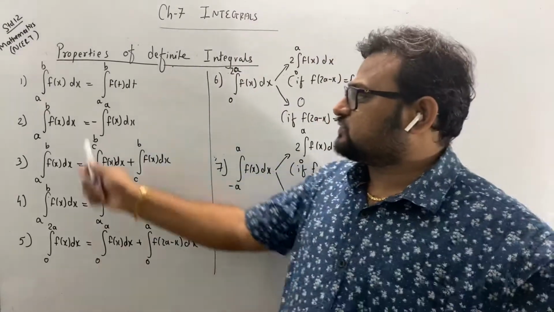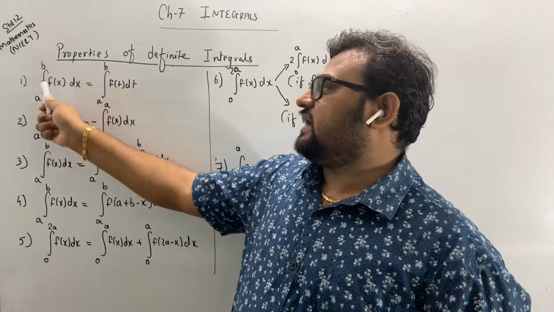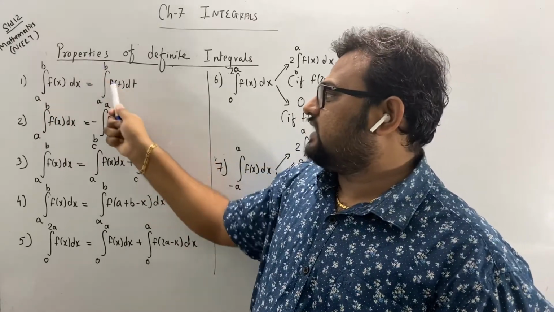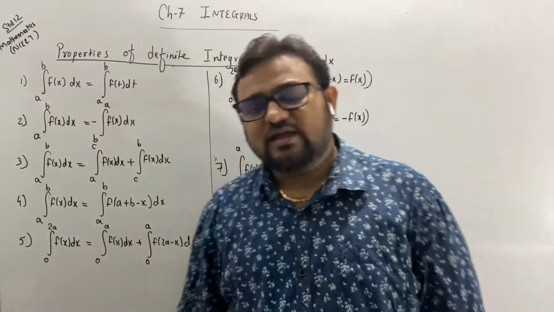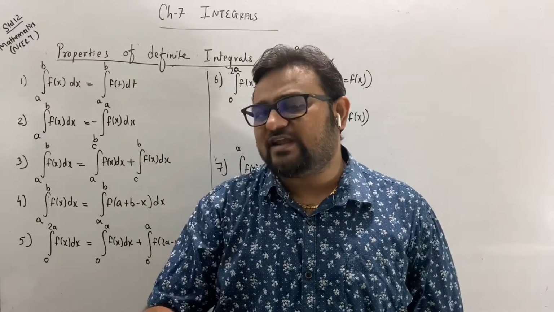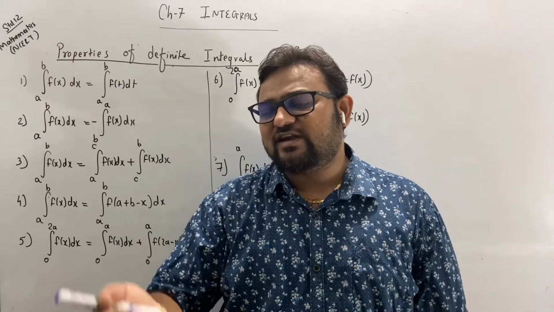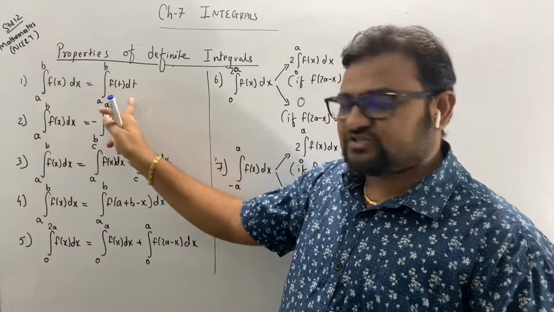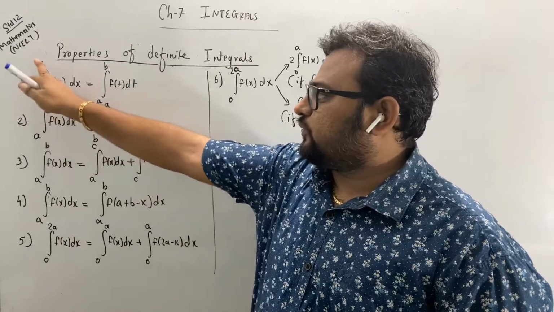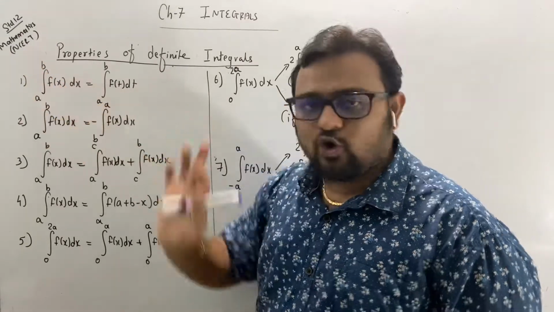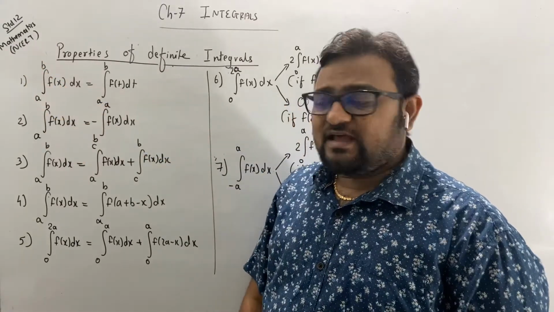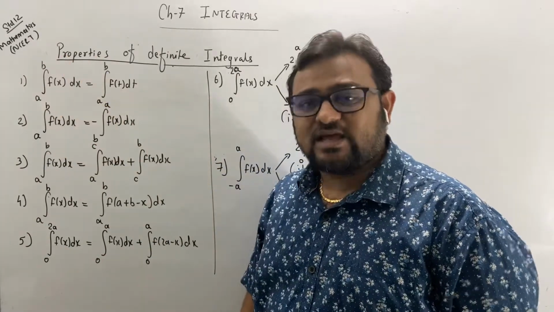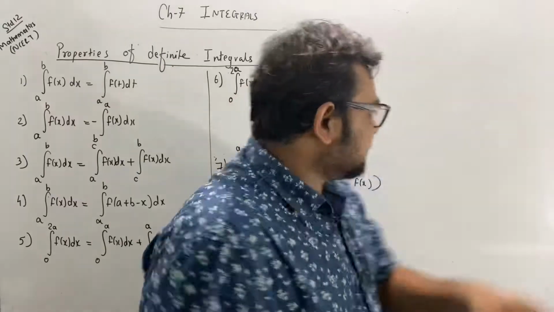So see, the first property is integral from a to b of f of x dx is equal to integral from a to b of f of t dt. Now see, in indefinite integration, x and t are different. But when it is definite integration, finally we are going to put the upper limit and lower limit. So finally the values that are going to take place, not x and t. So both will be same. Let's see the example.